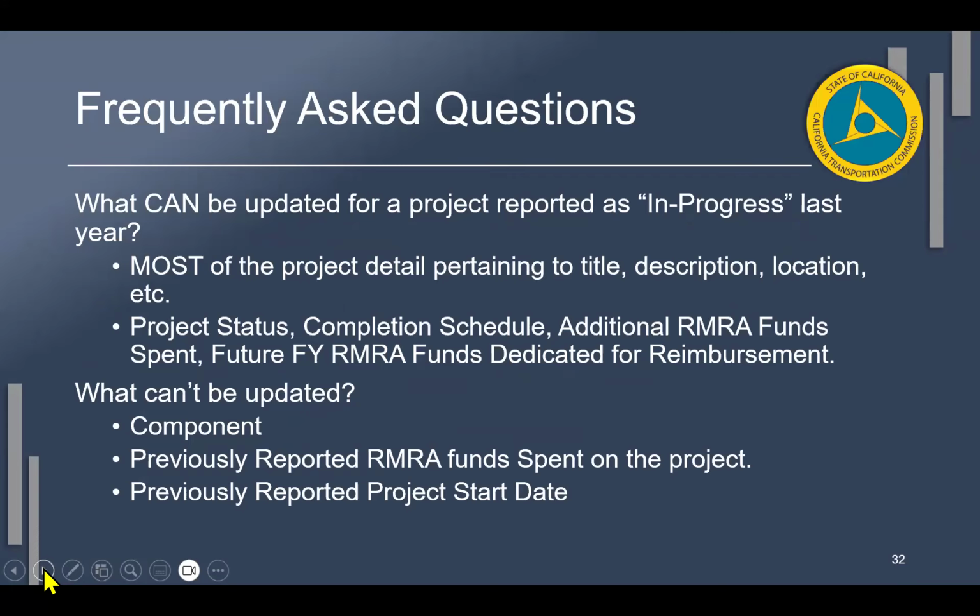This just kind of goes over what you're allowed to update and what you can't update based on the status. Most of the information can be updated regardless of status minus complete, right? In progress projects, you can't change the start date of the project because that's already been recorded. You can't change what you spent in a prior year, right?